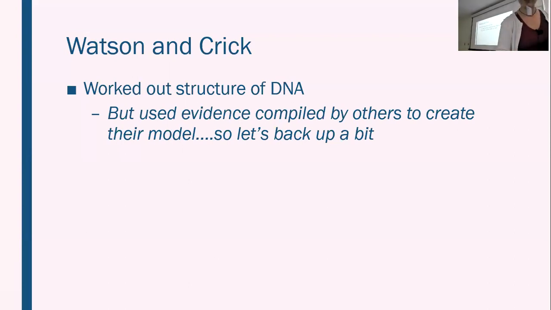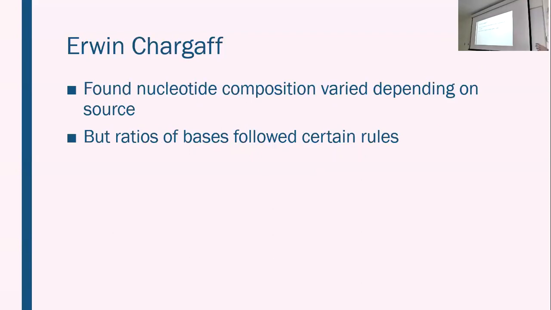Whose stuff were they using? Erwin Chargaff is a fun name. Looking at DNA molecules from different organisms, he found that the nucleotide composition, the numbers of A's, T's, C's, and G's, was different depending on who you took the molecule from, which makes sense. My genome is different than your genome. Our genomes are different than a tree's genome, so they're going to have different A's, T's, C's, and G's. At the base of it, that's how it works. He didn't know, but we know.